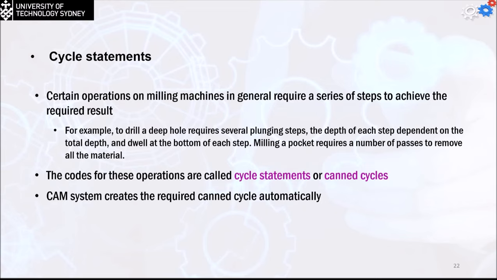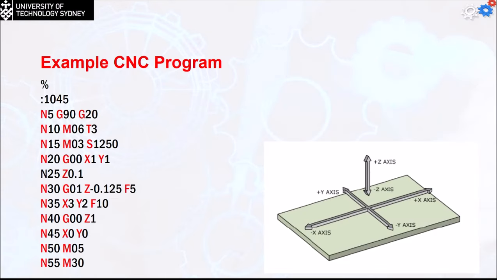Because for this operation are called the cycle statements or the CAN cycle, and the CAM system creates the required CAN cycles automatically. Some more details for the example. Okay, so for example, this is a simple CNC program.